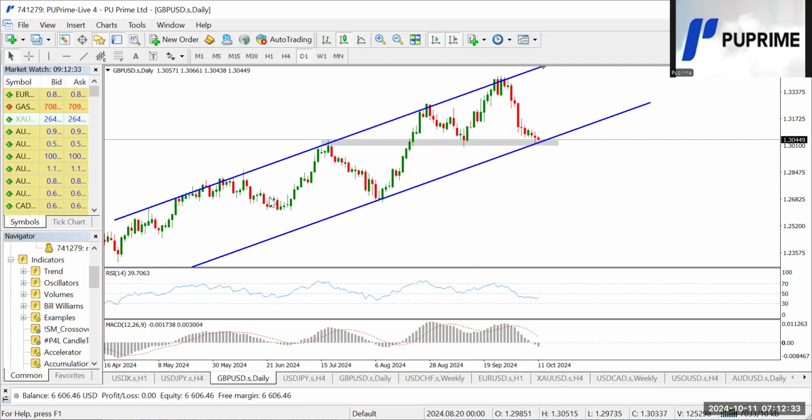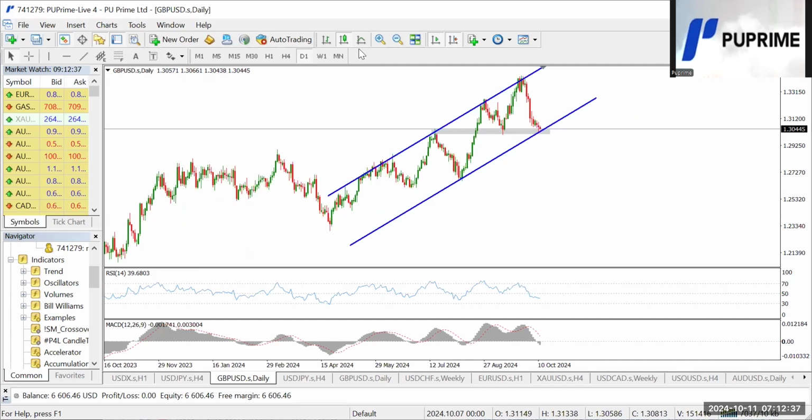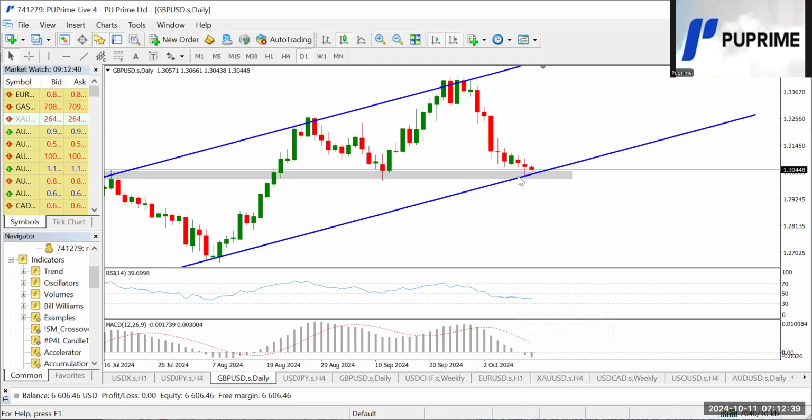For the GBP USD, we can see price is trading within an ascending channel. And currently, I remember saying yesterday that I expect price to drop to this previous resistance turned support zone. And that's where price is at the moment. So technically, I'll be looking out for an opportunity for price to bounce into the bullish direction on the GBP USD, more so that we have a bearish outlook on the dollar.